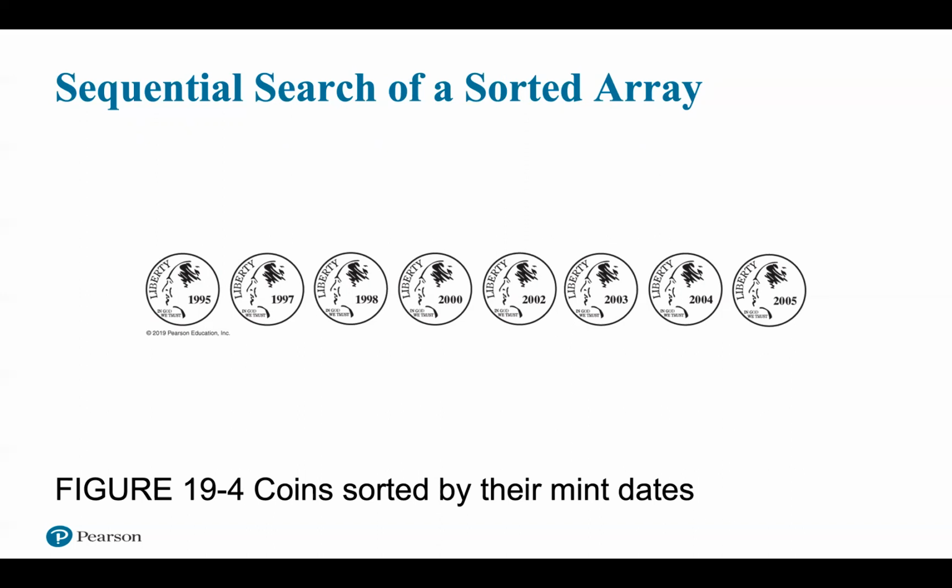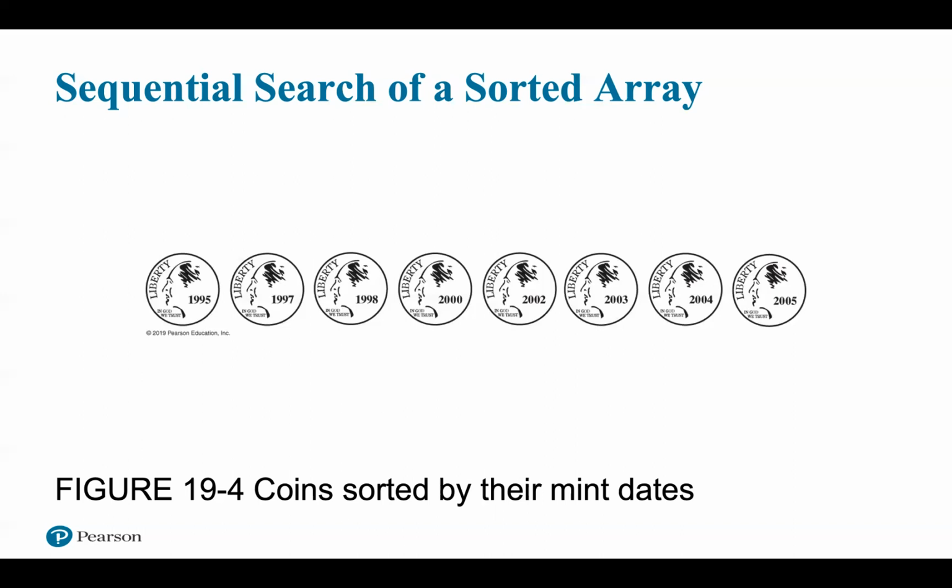Well, let's talk about a sequential search of a sorted array. Suppose that before you begin searching your coins, someone arranged them in sorted order by their dates. If you search the sorted coins in figure 19.4 sequentially for the date 2000, you would look at the coins dated 1995, 97, 98 before arriving at 2000. If instead you look for the date 1999, you would look at the first 4 coins without finding it.